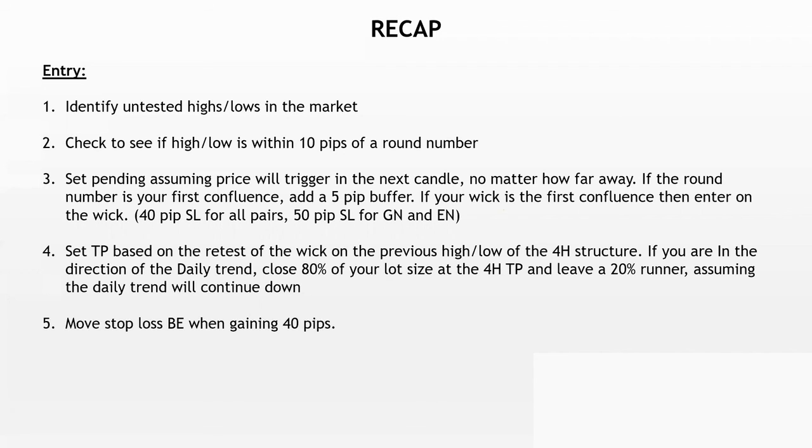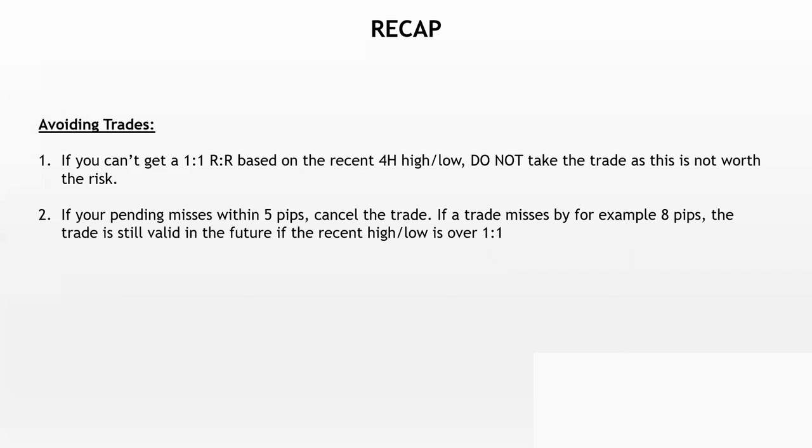If you are in the direction of the daily trend, optionally, you can close 80% of your lot size at the 4-hour TP and leave a 20% runner, assuming the daily trend will continue. It could well be, guys, that you want to do 50-50, 60-40, whatever you want to do, it's able to be done. And again, move stop loss to break even when gaining 40 pips. Realistically, guys, if my trade is running 38 pips, I'm going break even because it's just silly not to, in my opinion. And then finally, avoiding trades. If you can't get a one-to-one risk to reward based on the recent 4-hour high or low, do not take the trade because it's not worth it.